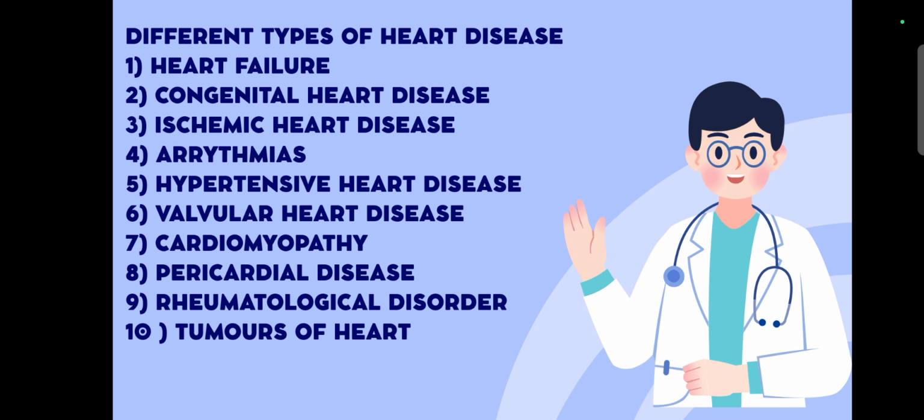Then we are going to see different types of heart diseases. So I have given the list of the different types of heart diseases. First is heart failure, congenital heart disease, ischemic heart disease, arrhythmias, hypertensive heart disease, valvular heart disease, cardiomyopathy, pericardial diseases, rheumatological disorders, and tumors of the heart. So one by one, in future videos we are going to see all these different types of heart diseases.